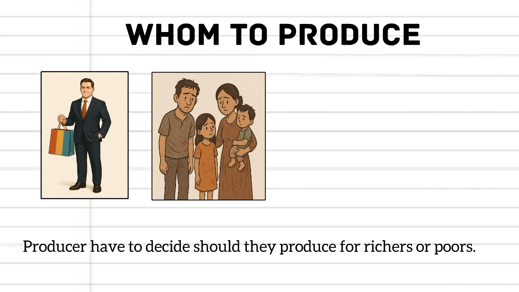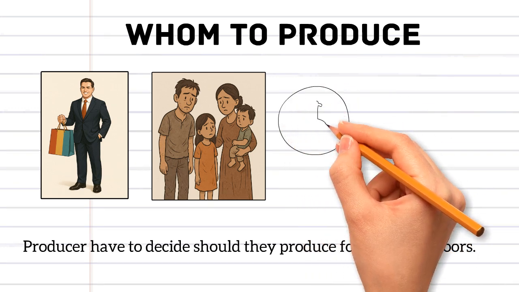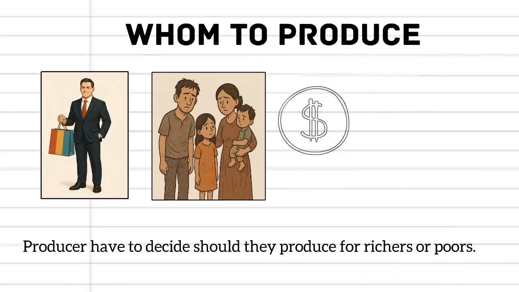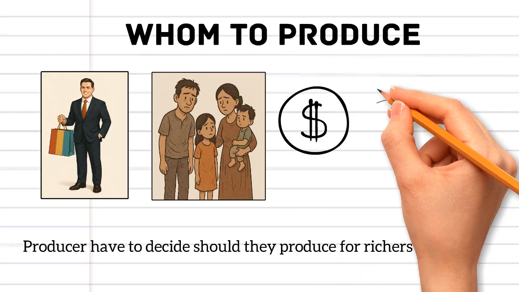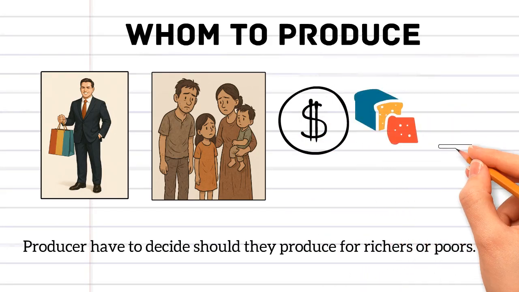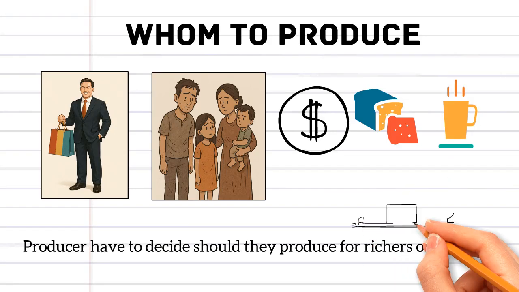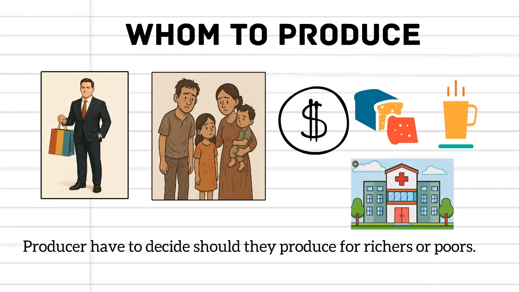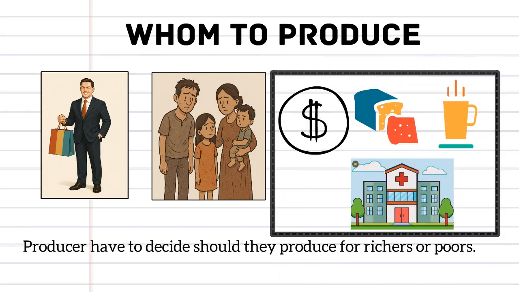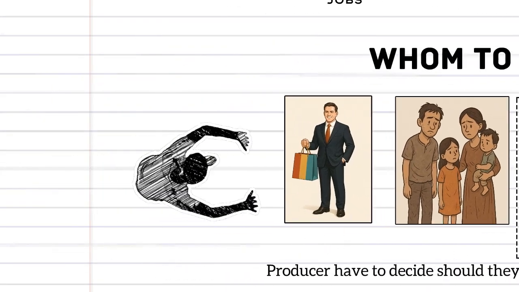In some countries, the market decides: whoever has money can buy. In other cases, the government steps in to make sure essential goods like food, healthcare, and education are available to everyone. So, for whom to produce is really about how the total output is shared among the people in the economy.